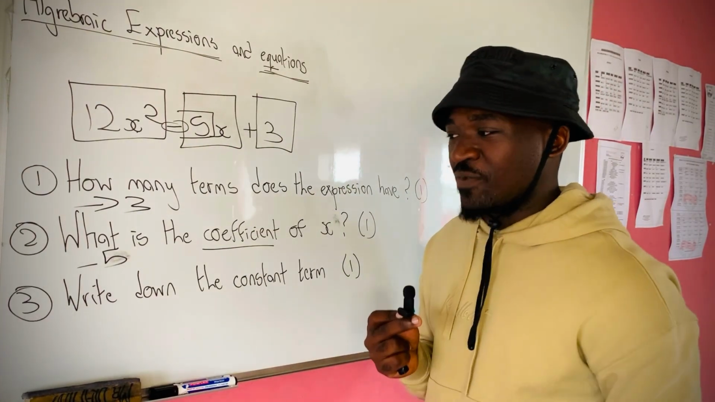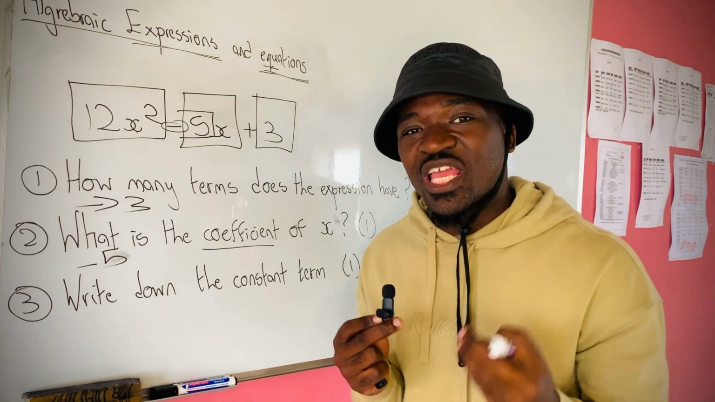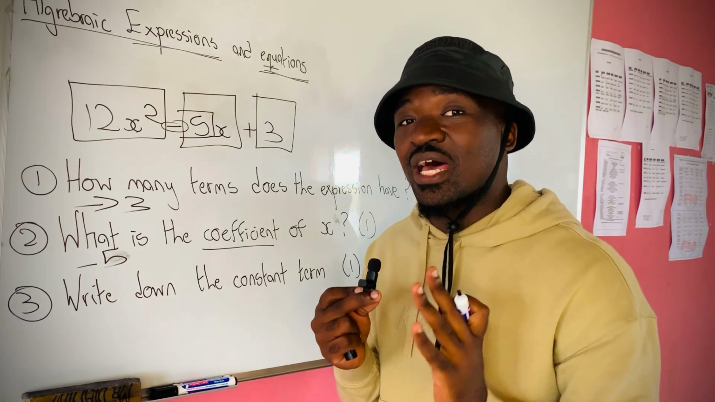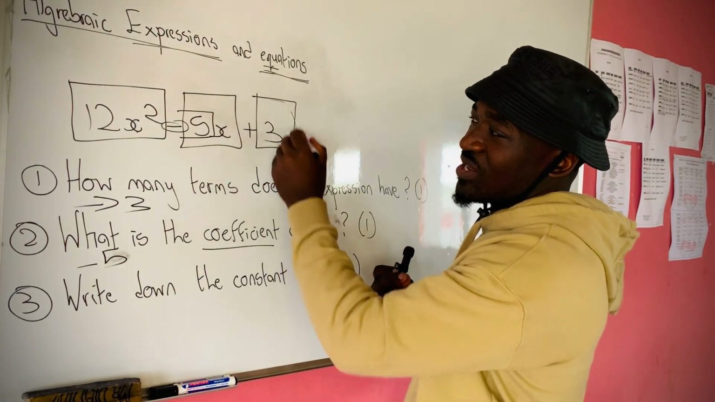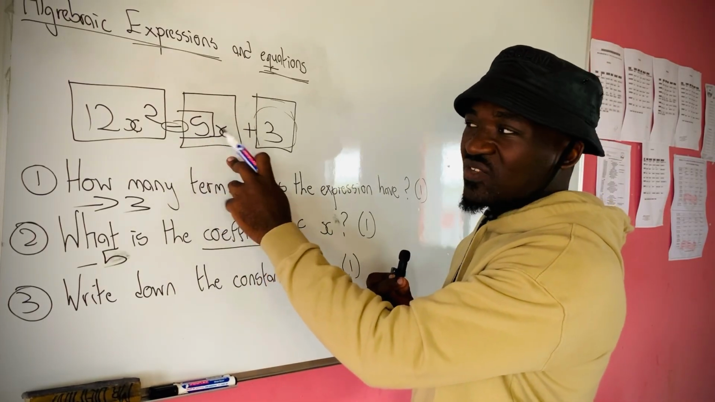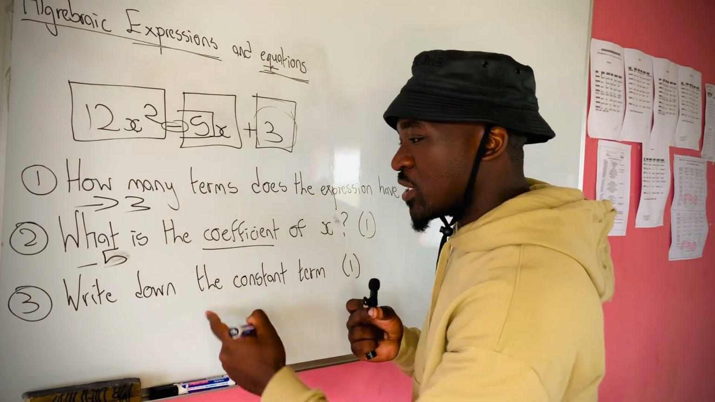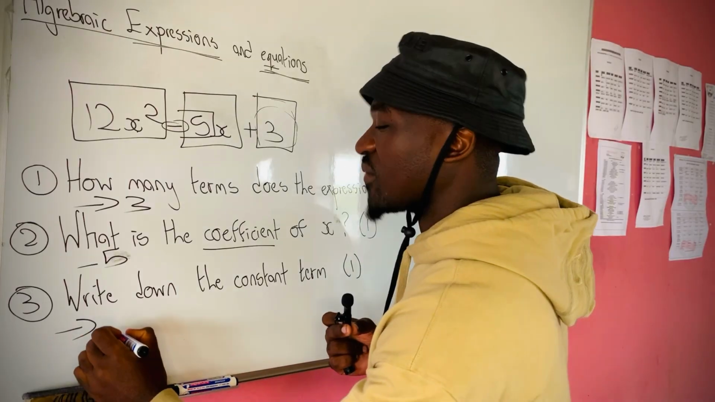Now let's look at number 3. Write down the constant term. The constant term in an algebraic expression is the one without any variable. It stands alone. It's a number without a variable. As we can see, it's 3. It's the only one: this one has 5 with x, this one is x squared, but this one doesn't have anything. So the constant term here is simply going to be 3.